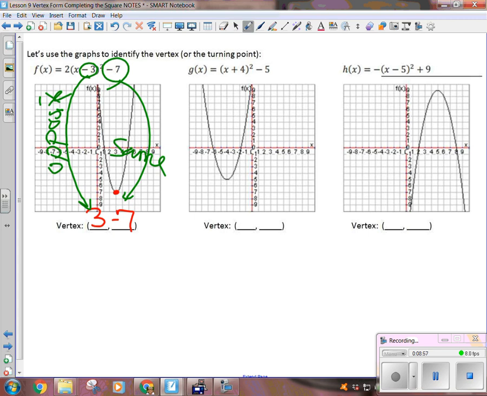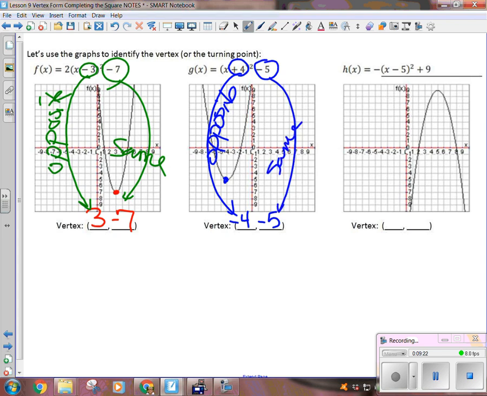Let's do the next one. Find the lowest point on the graph. What would be the coordinates of the vertex of that graph? Negative 4 and down negative 5. Does that agree with what you would assume it would be from the equation? Inside comes out what? Opposite. And the outside comes down what? Same.